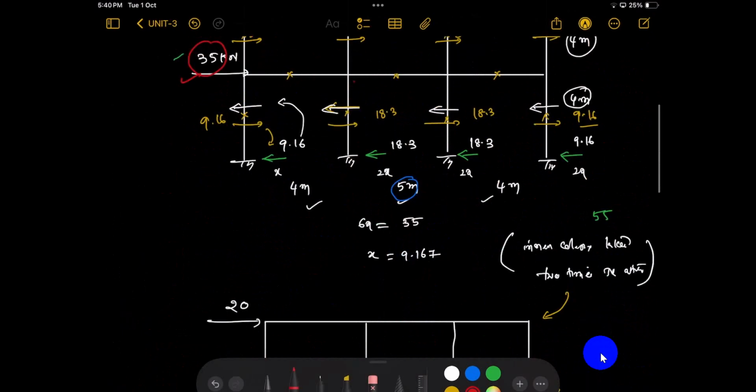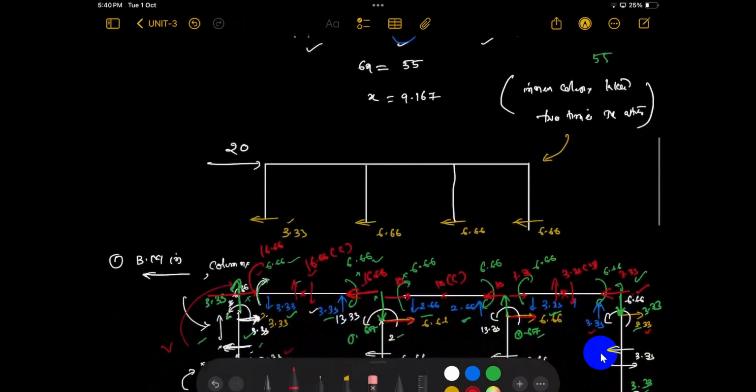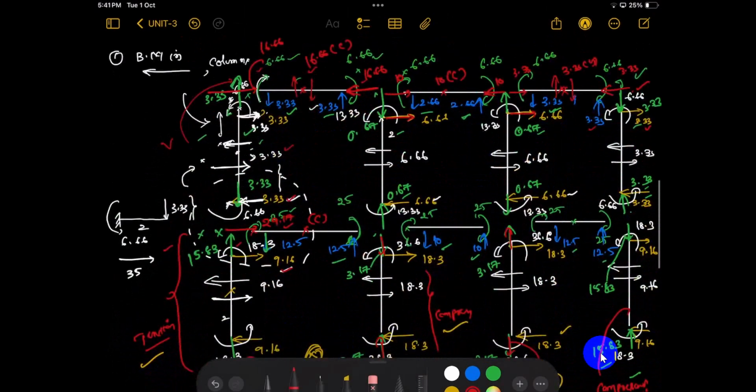The remaining joints have 0, 0, 0, 0. Okay, equilibrium. So this is 29.17. This is also 29.17. Again, if you see what the forces are, this is 29.17.